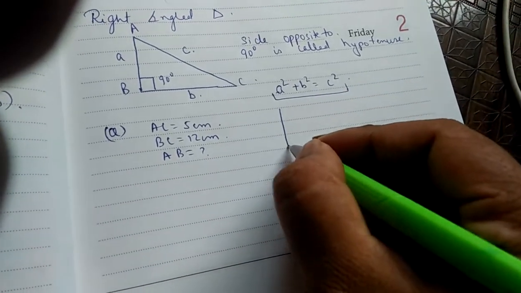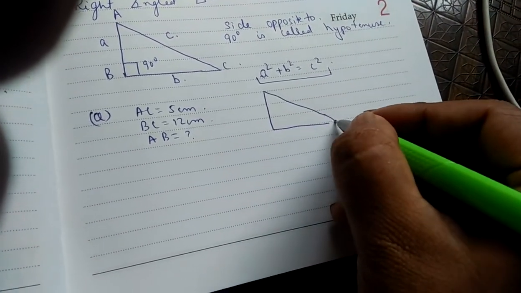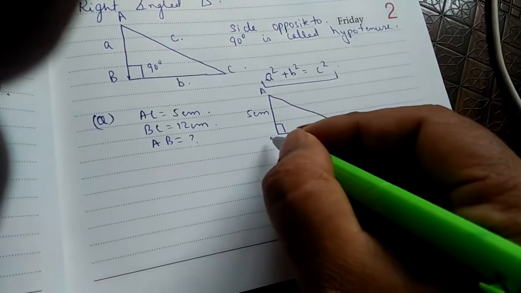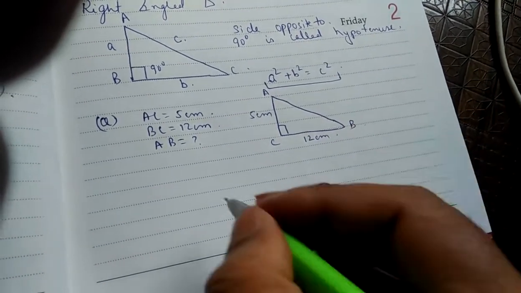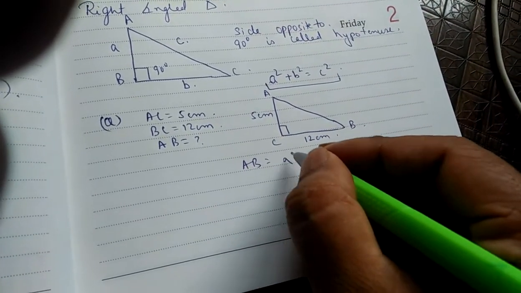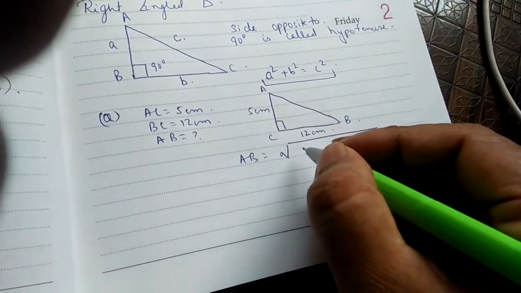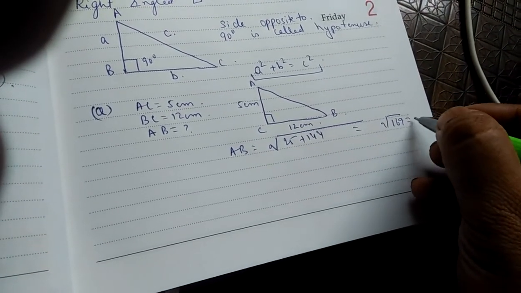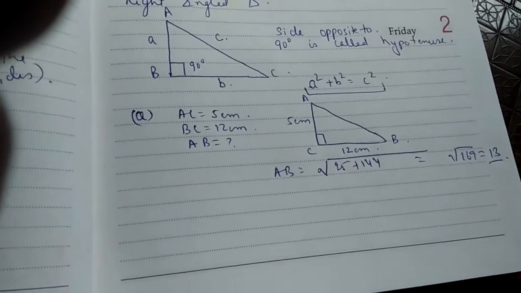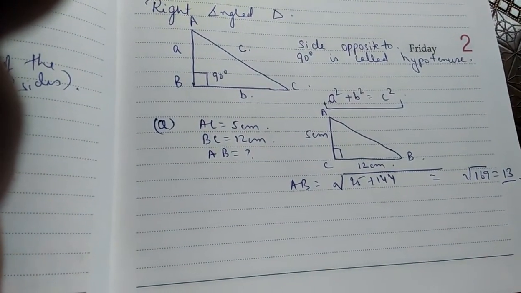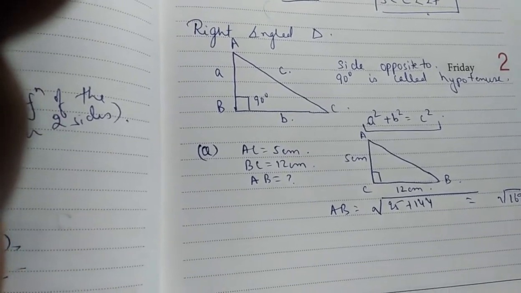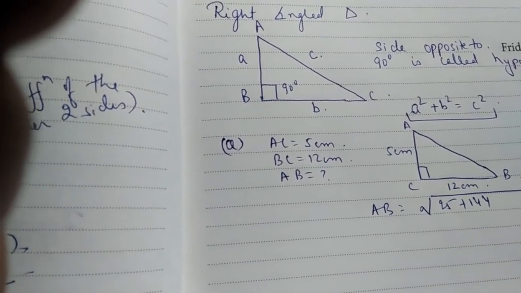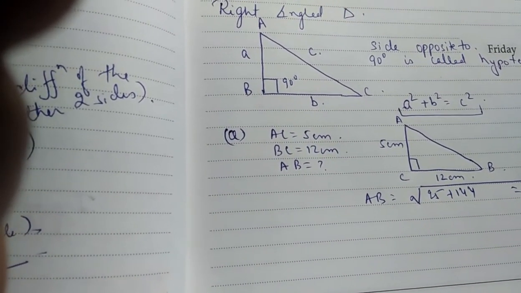Let's draw the figure here. In this particular figure, AB is the hypotenuse, AC is equal to 5 centimeter, CB is equal to 12 centimeter. So AB is equal to the square root of 25 plus 144, which is the square root of 169, which is 13. Okay, so AB is equal to 13. You need to note that the hypotenuse is always bigger than the other two sides, not the sum. The hypotenuse is the biggest side in a right angle triangle. All right, so this is simple enough.